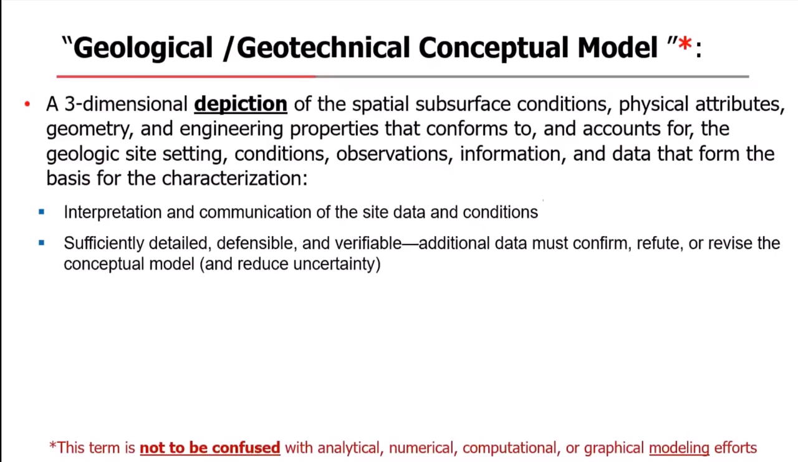It's a graphical section, it's plan view maps, it's pulling those things together so you can communicate to everybody. And these need to be sufficiently detailed, need to be defensible, and need to make sense and be verifiable. Like Justin was saying, if you have a cross section in one area and you have another cross section crossing it, where they cross should match. It shouldn't be different on those intersections.